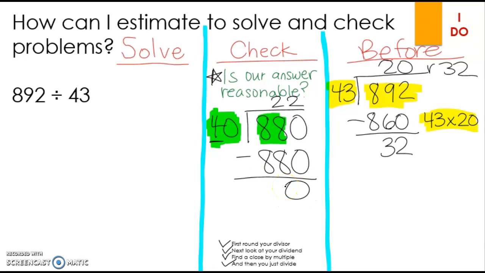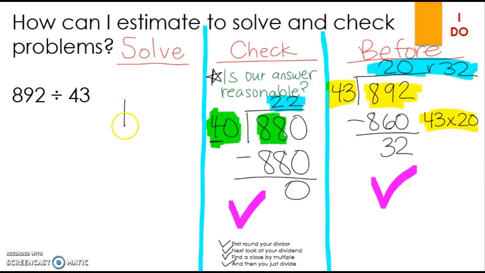Now that I have a 0, I can look at my quotient and compare my quotient to the quotient I had before. Is 22 close to 20 with the remainder of 32? Yes, they are extremely close. So I can conclude that my answer is reasonable.